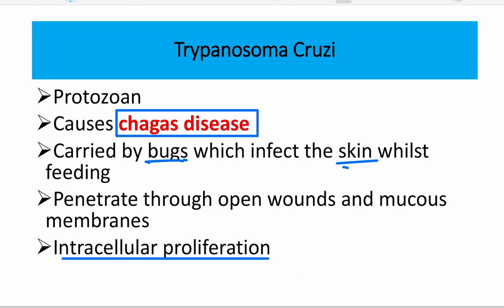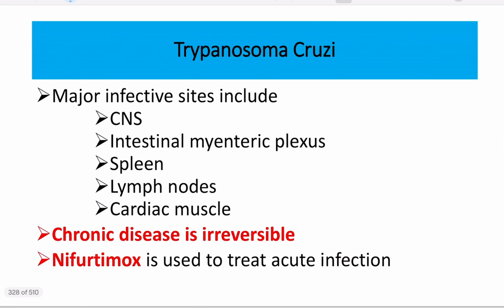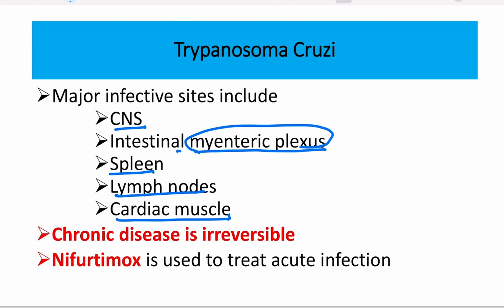Then this parasite enters the body by different routes, including penetrating open wounds and mucous membranes, and finally goes within the cell and replicates, increasing its number within the cell. The major infected sites of Trypanosoma cruzi are the CNS, that means the central nervous system, the intestinal mesenteric plexus, that means the nerve plexus present in the muscle, spleen, lymph node, and cardiac muscle. The intestinal mesenteric plexus also includes the esophageal plexus.